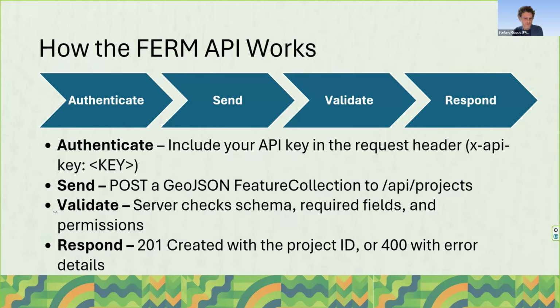Third, there is a validation from the FERM side. The FERM system checks what you sent against a schema, making sure that the required fields are there, the coordinates are correct, and you have the right permissions. If something is missing or is not correct, it will stop. If everything is valid, it will send a response with the data and a confirmation that the process went well, which technically is a 201 HTTP code. Otherwise, it sends you an error code explaining what the problem was.